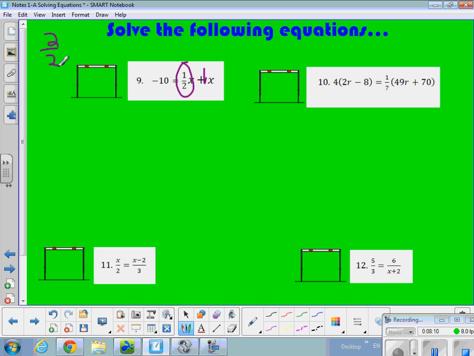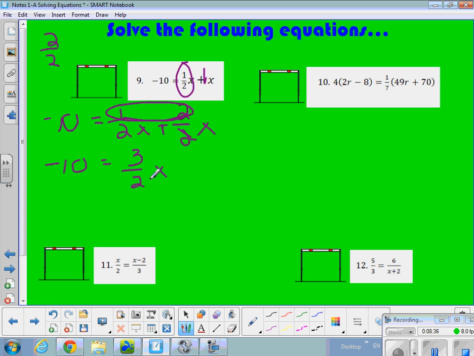So I have a -10 here, and then that's going to be equal to 1/2 x plus, and now I'm going to write that as 2 over 2x. Okay, because that just makes it easier for me to look at. Now I can add that fraction by adding the numerators. So then I have -10 is equal to 3 over 2x.